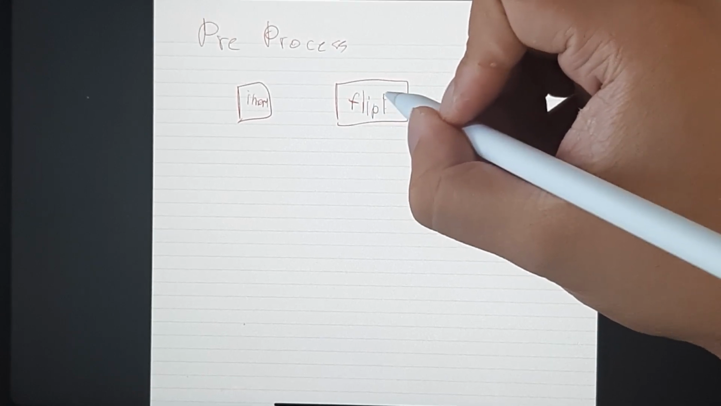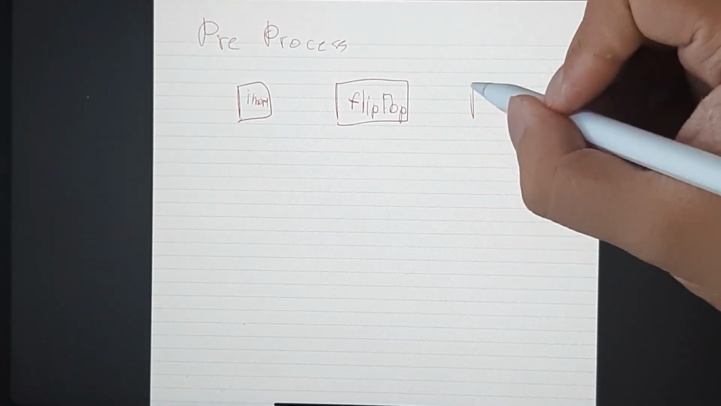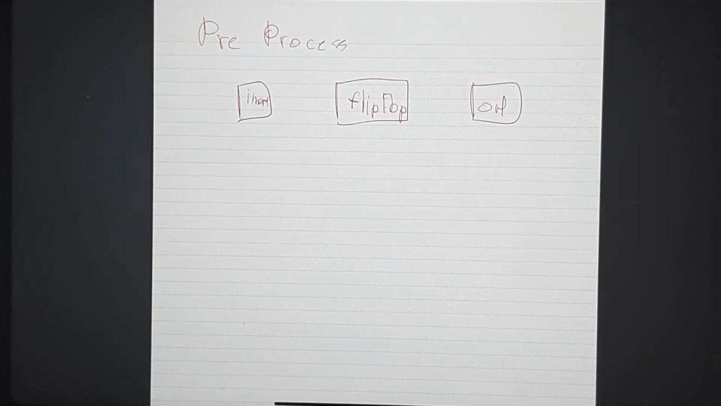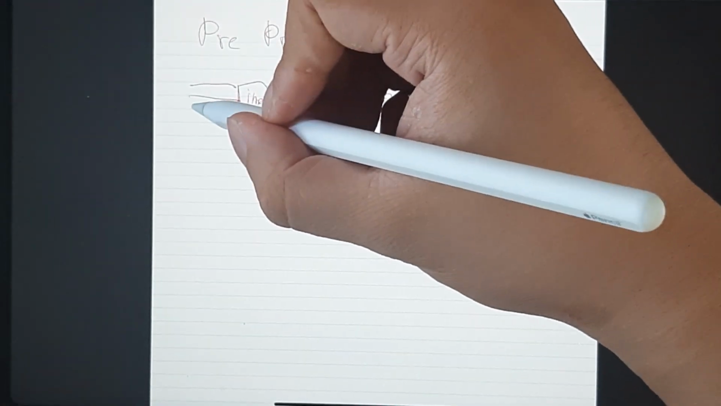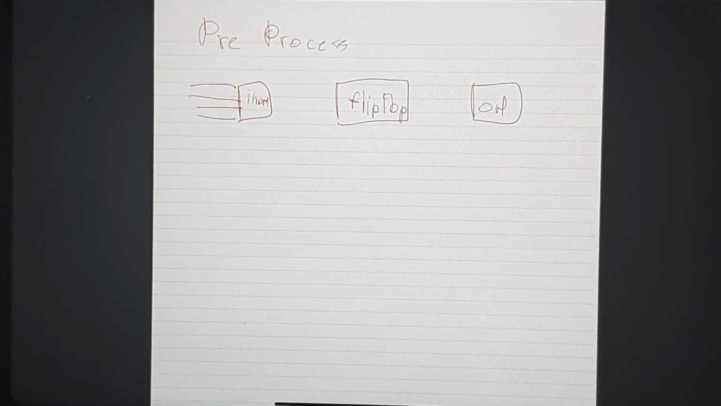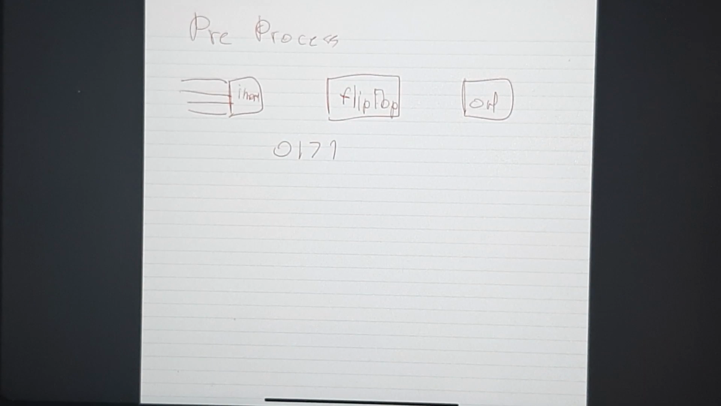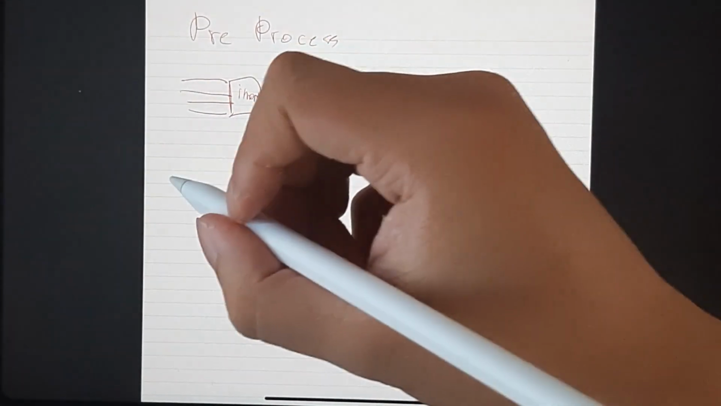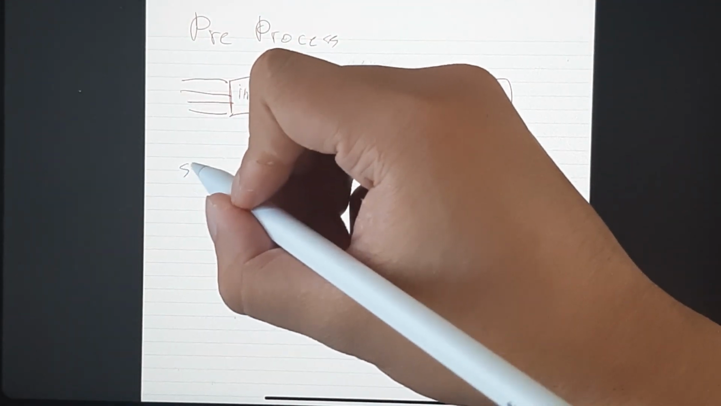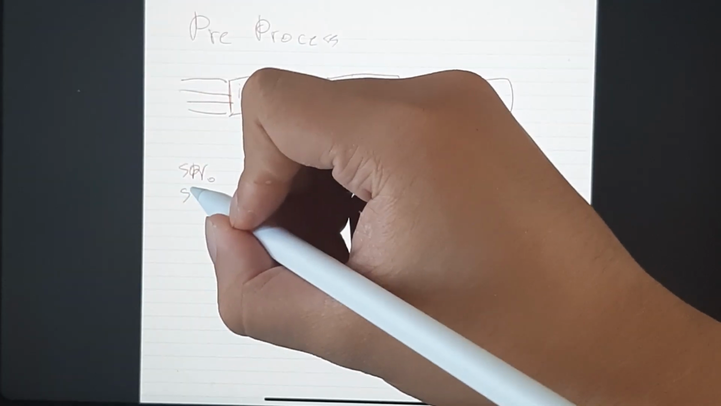In the pre-process, there are three blocks: input, the middle is flip-flop, and last is output. For the input, my last four digits are 0171. There are 10 switches, switch 0 to switch 9.